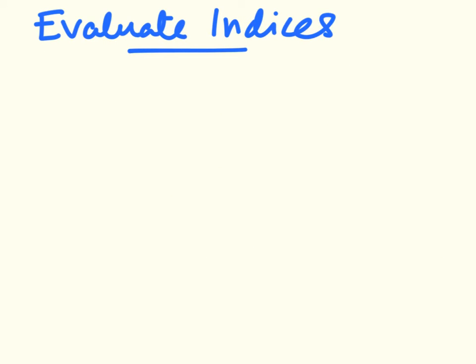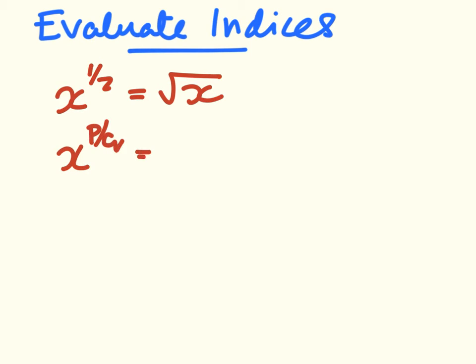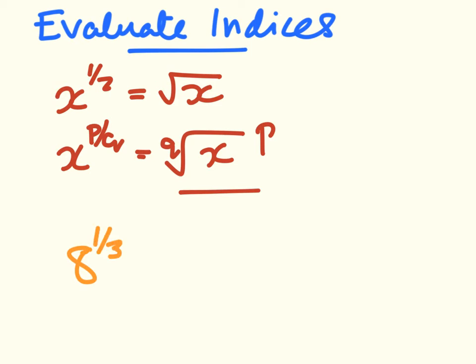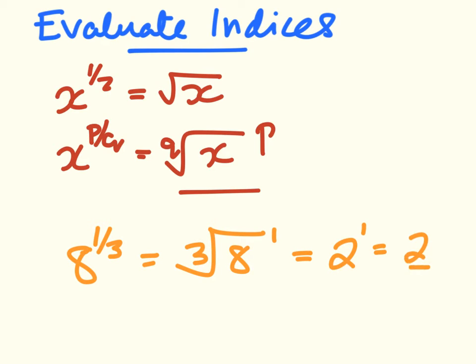Evaluate indices. What we must remember is that anything to the power of half just means square root. Anything else with a fractional power, like p over q, is measured as the qth root of x to the power p. So for example, if I had 8 to the power 1/3, that means the cube root of 8 to the power 1. Cube root of 8 is 2, and 2 to the power 1 is 2.